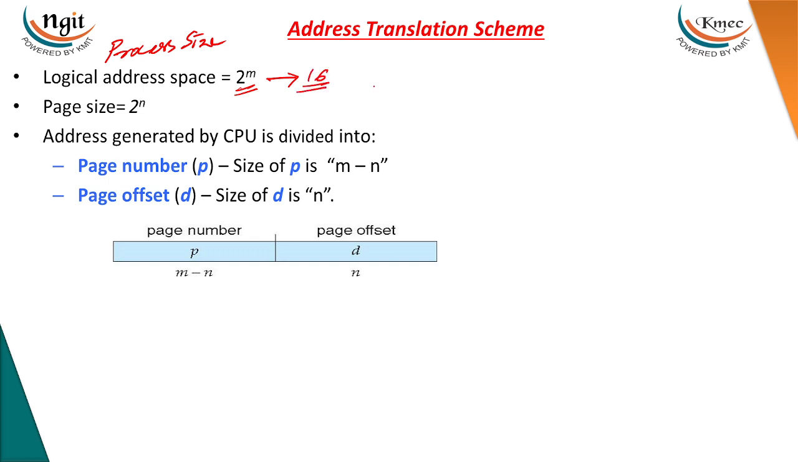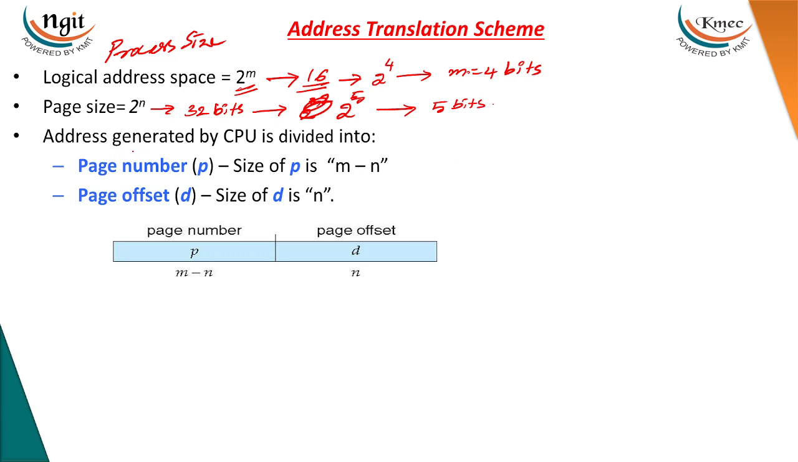If you have a 16-byte process, convert it into 2 to the power of 4, so the m value becomes 4. The number of bits to represent the process is 4 bits, that is m equals 4. Your physical memory size is 32 bytes, which is 2 to the power of 5, so the number of bits to represent physical memory is 5 bits.